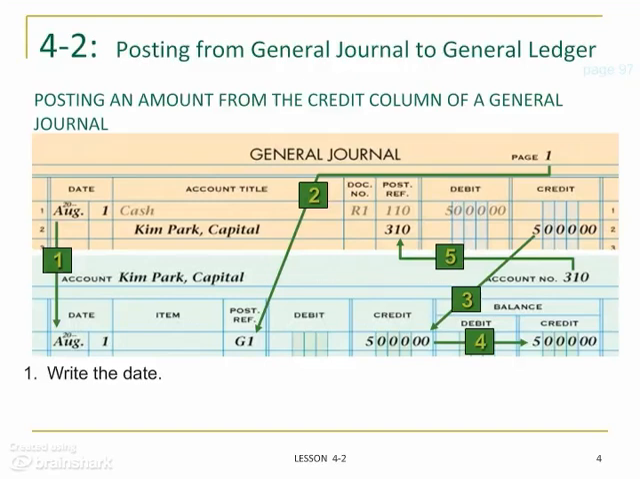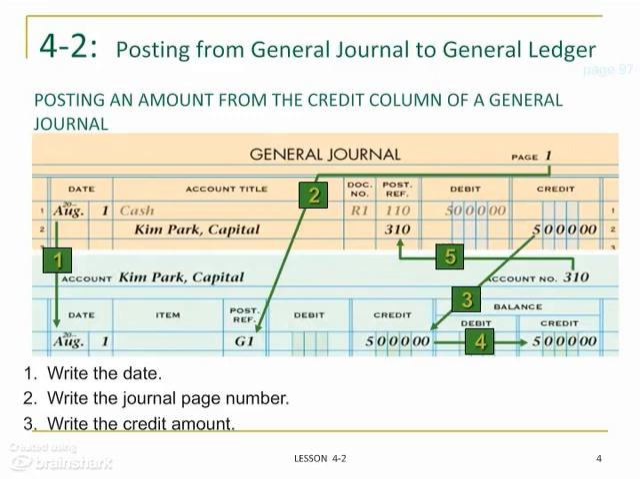We're going to write the date. We're going to write the general journal page number that the transaction comes from. We're going to write the credit amount now. If the cash was debited, well, the capital is credited. So we've got to write that credit entry. So we put that in the credit column of the ledger.